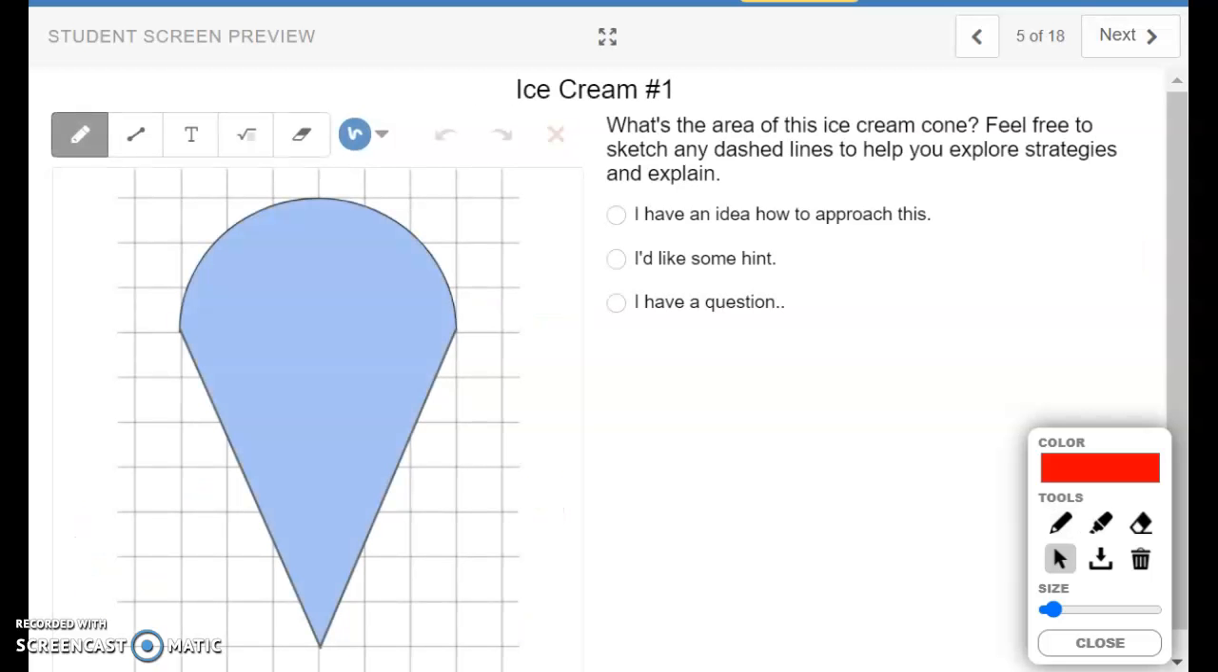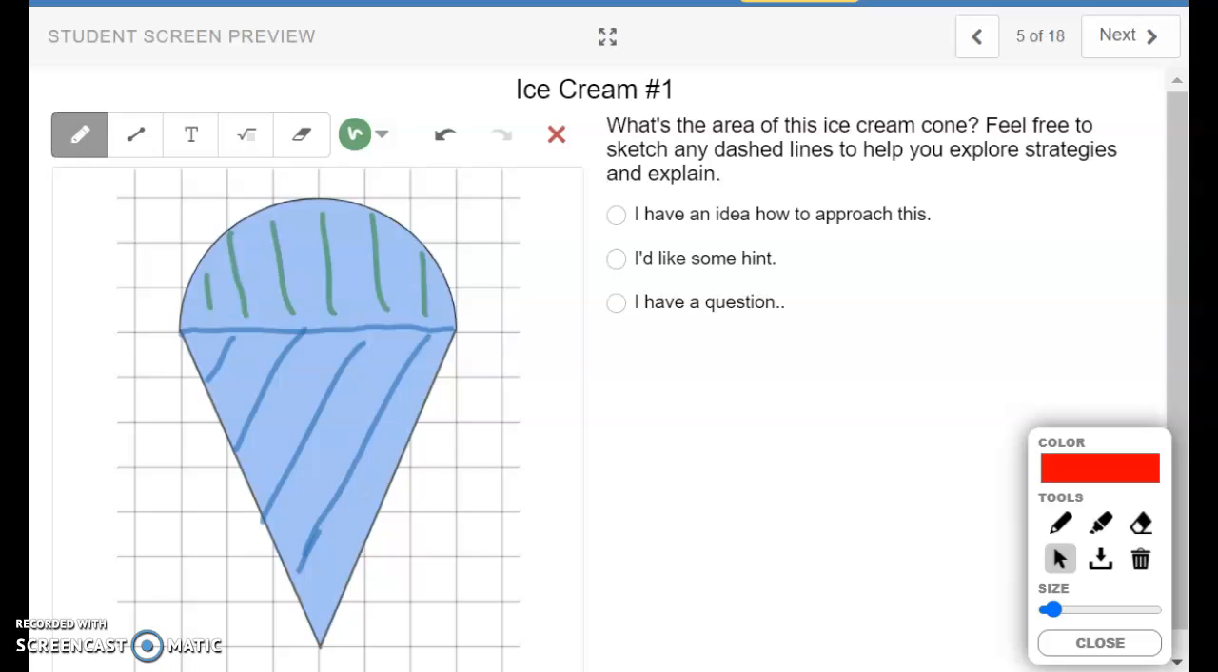Moving on. What's the area of the ice cream cone? Feel free to sketch any dashed line to help you explore strategies. Hopefully you'll be able to see that this is made up of a triangle that looks like this, a bottom triangle here that we know how to calculate the area of. And also we have a half circle here. We know how to calculate the area of a whole circle, so you should be able to calculate the area of half a circle.